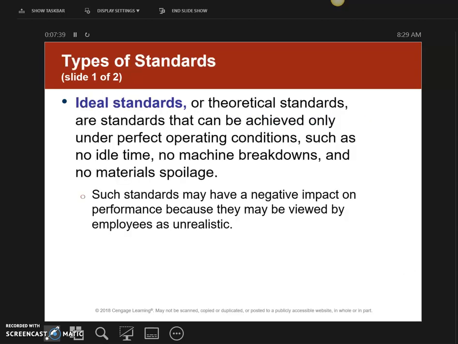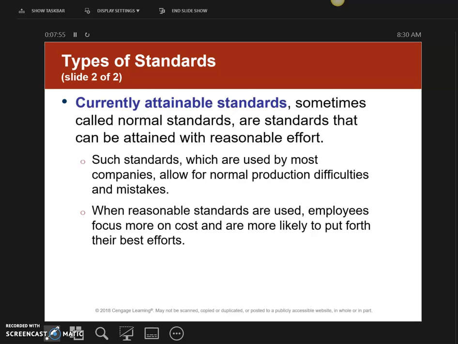Be careful when you're setting standards. You do not want to set what we call ideal standards. These are what would happen under perfect conditions, because we know that is not really going to happen. So always make sure that your standards are not ideal standards. Instead, you would rather have them be attainable standards, things that will allow for some variances or some problems to happen along the way. If you set an attainable standard, then employees are much more focused on cost and will do what they can to make sure those standards are met, because they're usually rewarded in some way when they meet the standards.